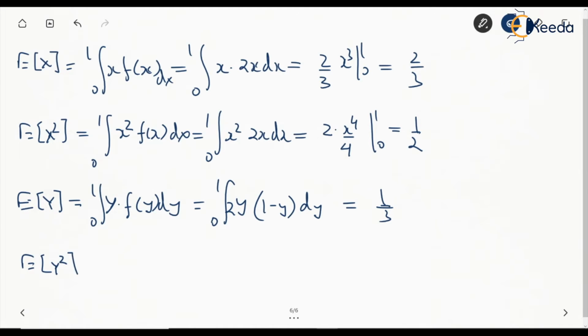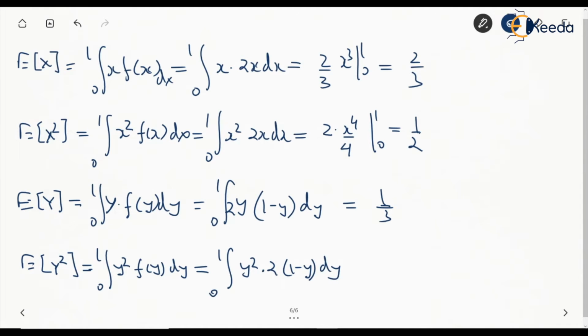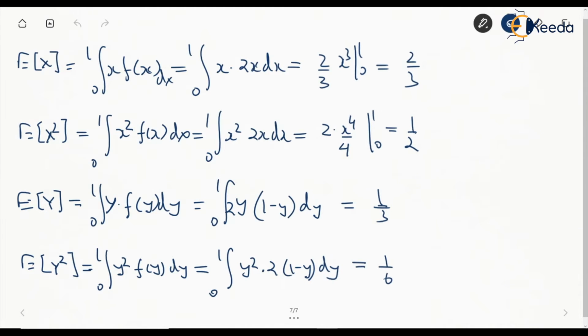E of y square. Limits will remain the same, 0 to 1 y square f of y dy. That is y square into 2 times 1 minus y dy from 0 to 1. So it is the integration of 2y square minus the integration of 2y to the power of 3. The limits are 0 to 1. This will be 1 by 6. Now that we have done two or three of them, you should know how to proceed.